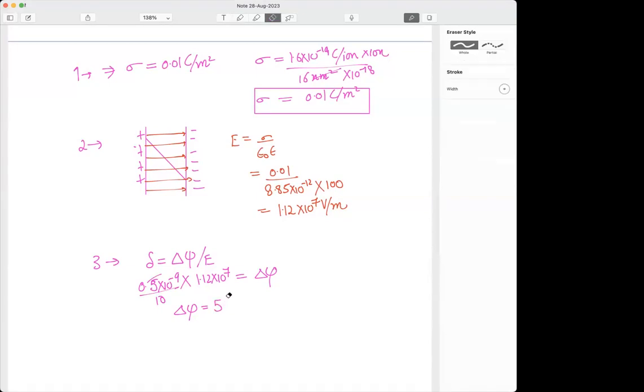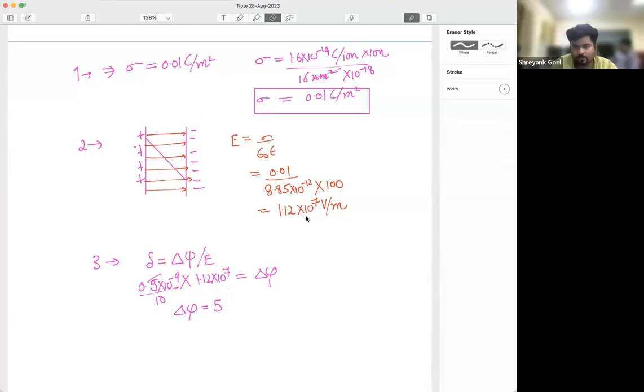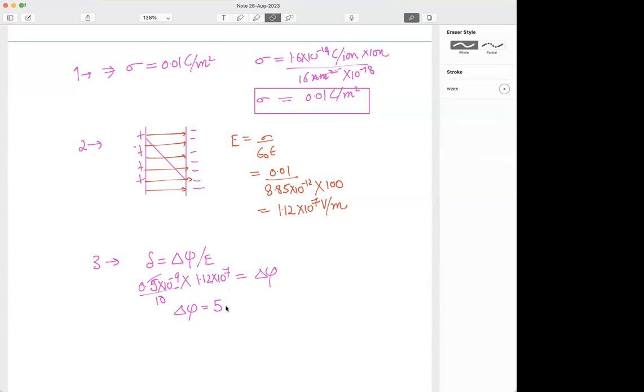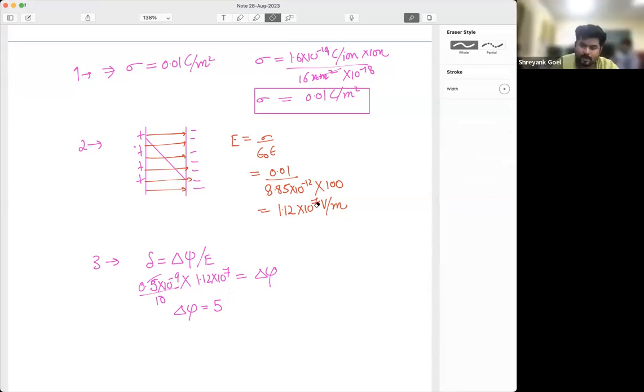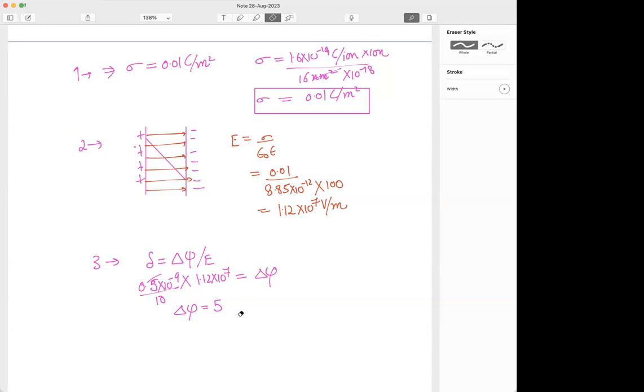Electric field only mentioned 10 to minus 7 volt per meter. No, it should be 10 to the 7 volt per meter, 1.12 into 10 to the 7 volt per meter. I calculated it as 0.11 into 10 to minus 8, so that will eventually be 1.12 into 10 to minus 7. No, it shouldn't be minus 7; it should be 10 to the 7. Yes, minus 12 I have it. Okay, yes.